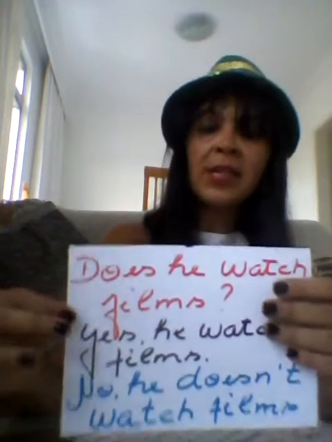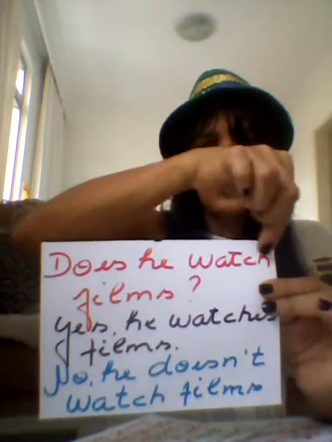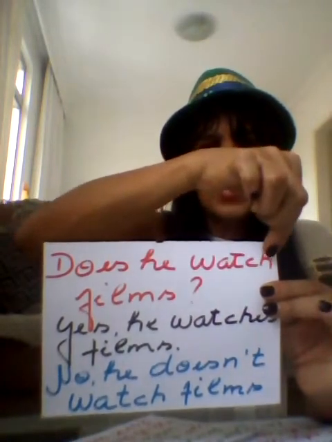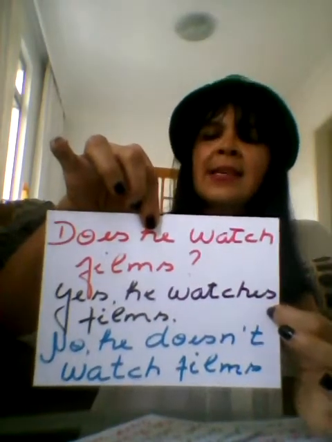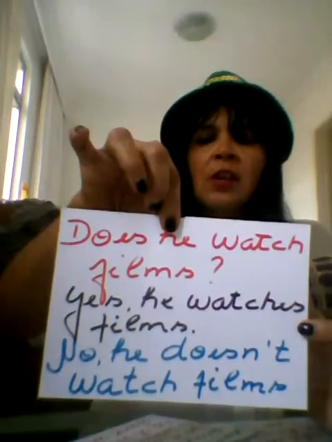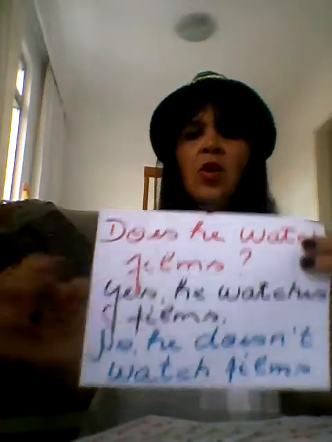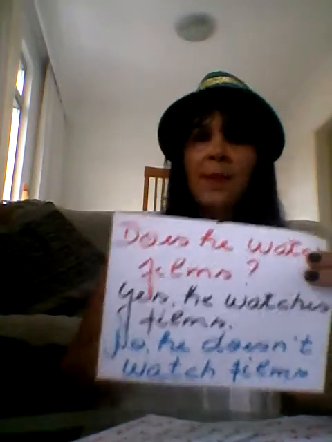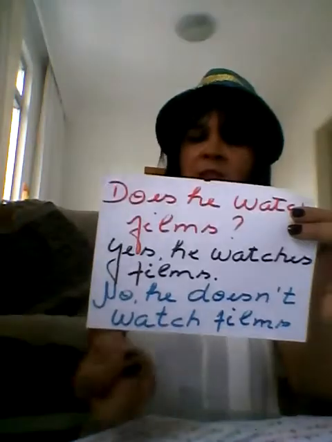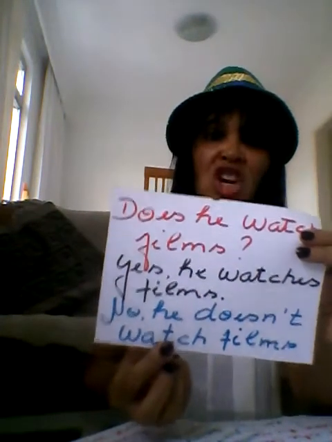Here an example about es. Does he watch films? Remember CH. Watch. The ending, the termination CH. So we're going to add es. Yes, he watches films. Negative, no problem. No, he doesn't watch. We're going to keep the verb in the infinitive form, the basic form, watch. You're not going to alter the verb, change the verb, modify the verb.